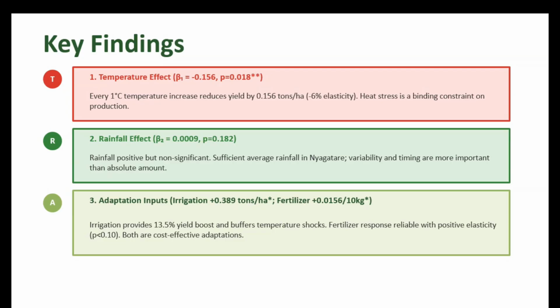Okay, the elasticity will be 6%. So elasticity is greater than 1, it's elastic. It means a change in temperature affects the tons, the yield. A change in temperature is affecting the tons yield.